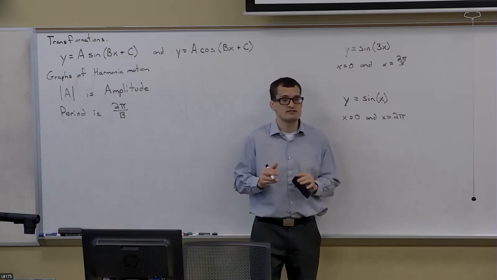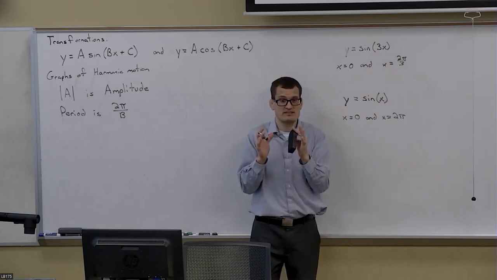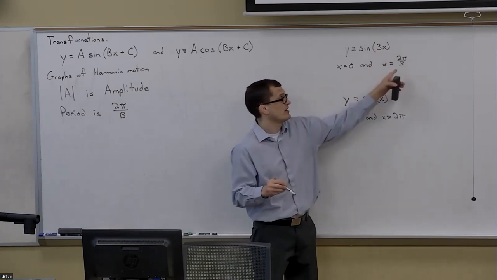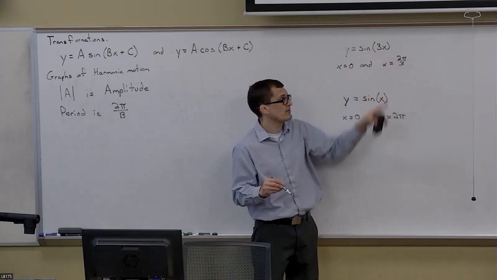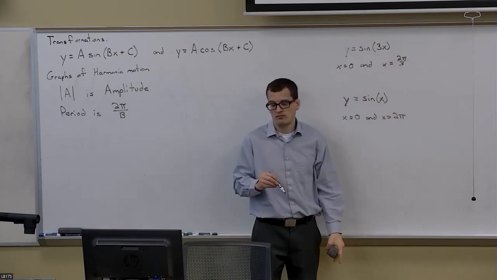So if you multiply inside by B, it shrinks. So if you multiply by 3, it shrinks that wave down by a third. Because now you can complete the wave by the time you get to 2 pi over 3, and the x value.